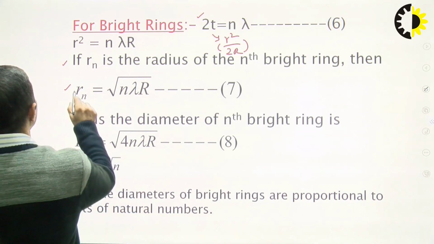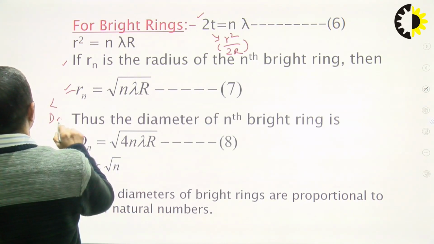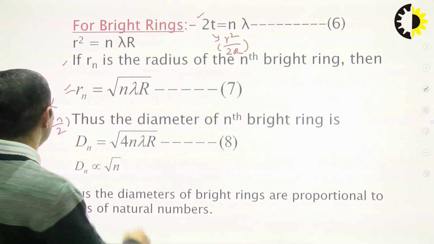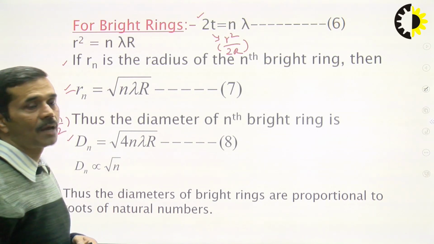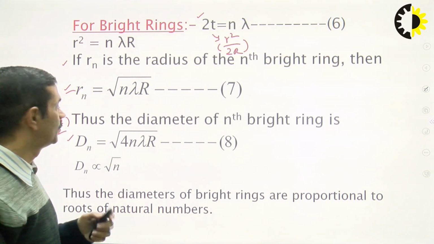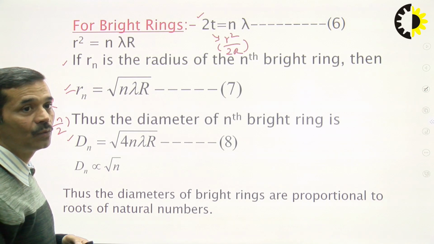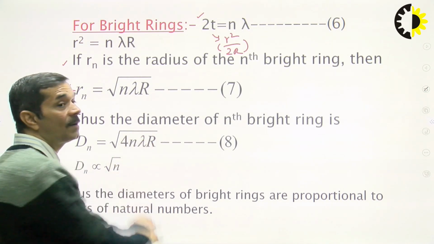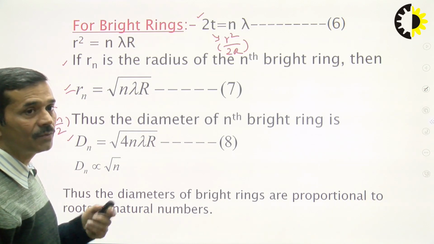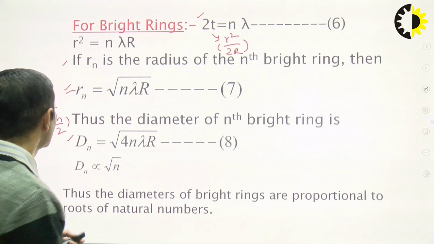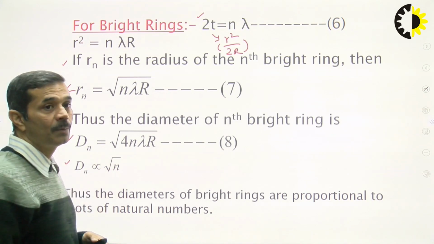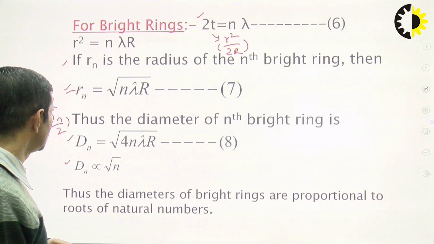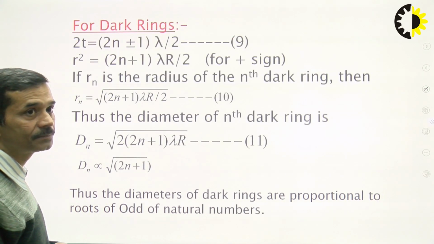Then if we replace this with the diameter of the nth bright ring, we will have the relation for the diameter of the nth bright ring, Dn equal to root 4n lambda R, which was basically the diameter for the dark rings in case of the reflected system. So here the diameters of the rings will be proportional to root of n. That means you can say the diameters of bright rings are proportional to roots of natural numbers.